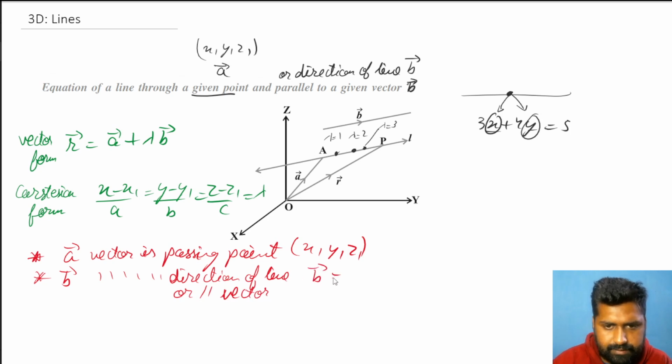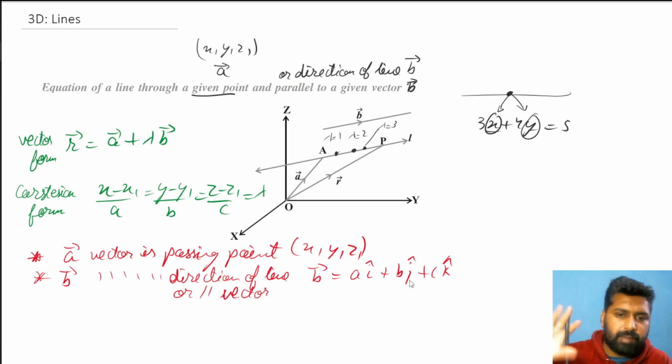And B vector is A i cap, B j cap, C k cap. This is why it's confusing. B I have written here also. Remember that B vector is direction. A, B, C are some values of it. Okay.